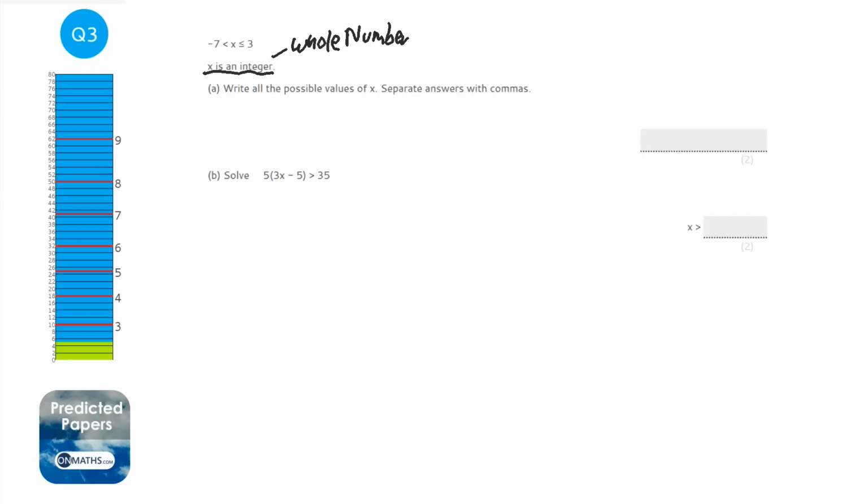Now, x says here, x is greater than minus 7 and is less than or equal to 3. So when it asks you to write down all the numbers that that's true for, well, let's have a think. Well, if it's greater than minus 7, then it can't be minus 7. It can't be equal to it. So it's going to be minus 6, minus 5, minus 4, minus 3, minus 2, minus 1, 0, 1, and 2. Now let's have a look at the other one.